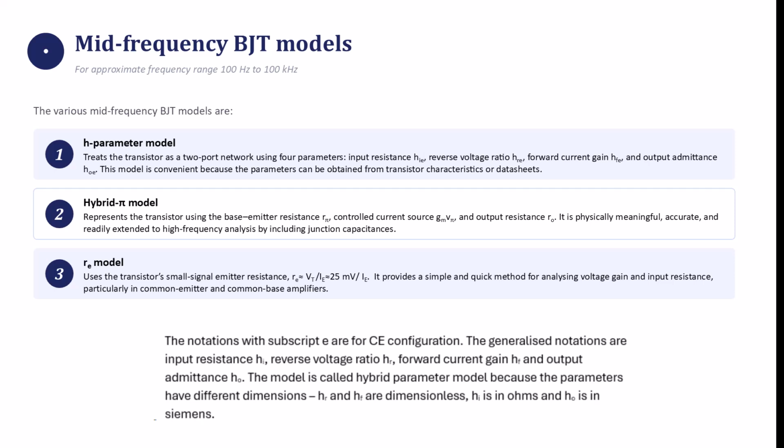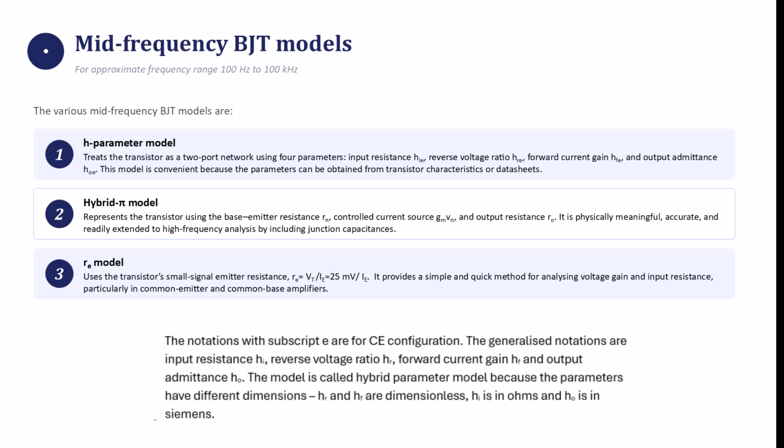The mid-frequency BJT models apply over an approximate frequency range of 100 Hz to 100 kHz. There are three main mid-frequency BJT models. The first is the h-parameter model. It treats the transistor as a two-port network using four parameters: input resistance HIE, reverse voltage ratio HRE, forward current gain HFE, and output admittance HOE. This model is convenient because its parameters can be obtained directly from transistor characteristics or data sheets.